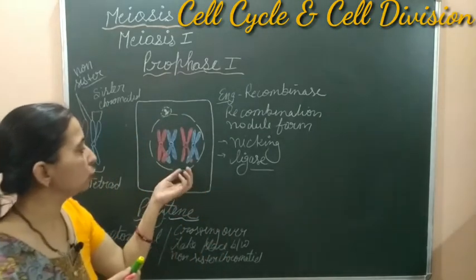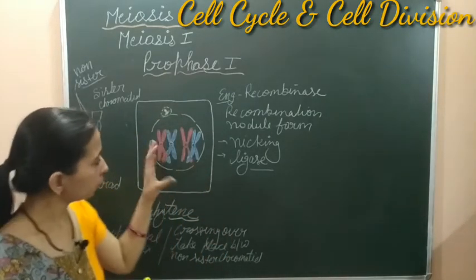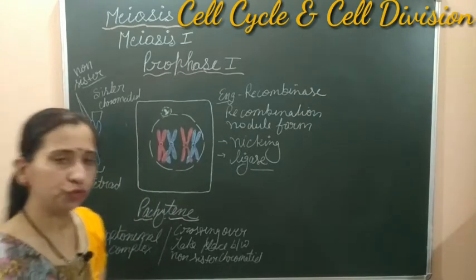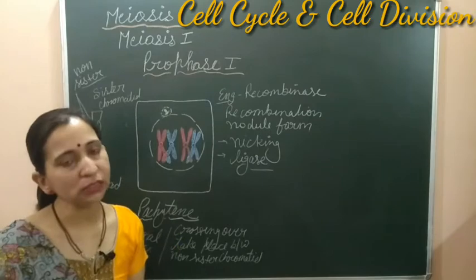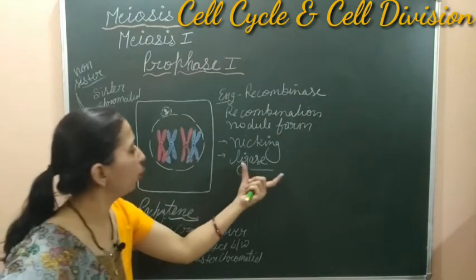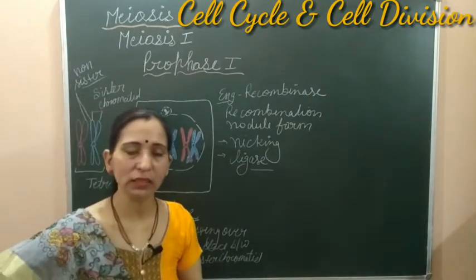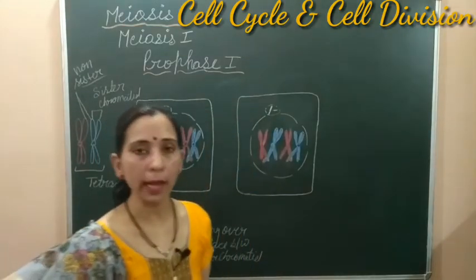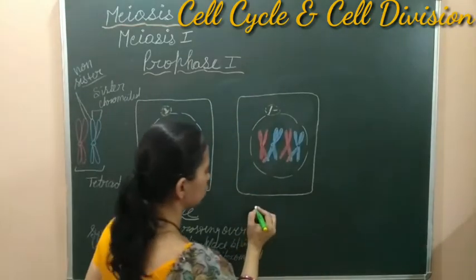So it happens to create the variation. So these are the changes which happen during the pachytene stage. After pachytene, the next stage is the diplotene. So now we will discuss the next stage, which is diplotene. Now let's see what happens in the diplotene stage.